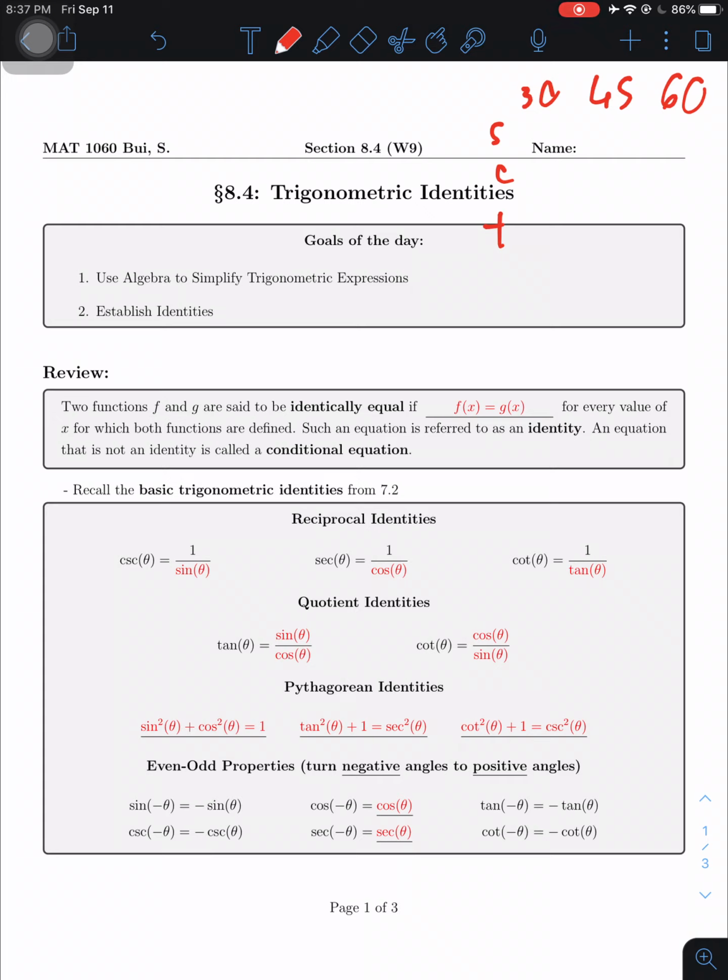Enough talking about that. Let's get into 8.4, right? So 8.4, today we're going to talk about trigonometric identities. It's pretty short for today.